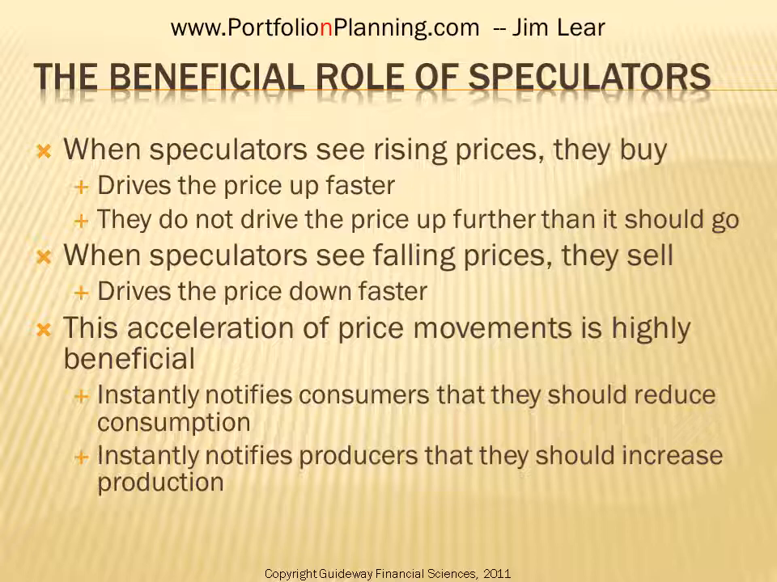When they see the price going down, they'll sell the commodity short or take bearish positions in derivatives in the hopes of profiting from lower prices. This helps drive the price down faster, and it prevents prices from getting too high or too low. Their acceleration of price movements is highly beneficial. This rapid response instantly notifies consumers that they must reduce consumption, and it also notifies producers that they must increase production. The sooner and more quickly this is done, the more rapidly the market can respond.